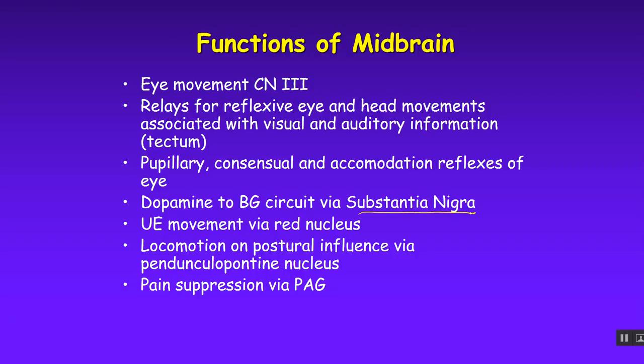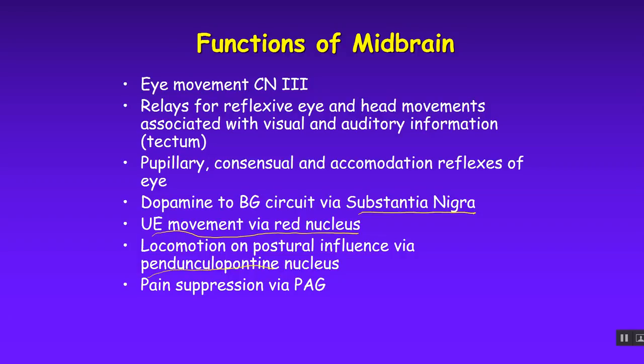This is where your substantia nigra is, in your midbrain, and also that ventral tegmental area. Dopamine producing neurons. Upper extremity movement via red nucleus. The red nucleus is in there. Upper extremity flexor muscles, via the rubrospinal tract. That's where your rubrospinal tract starts.